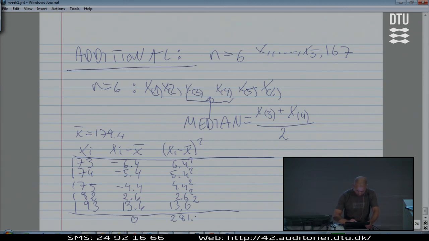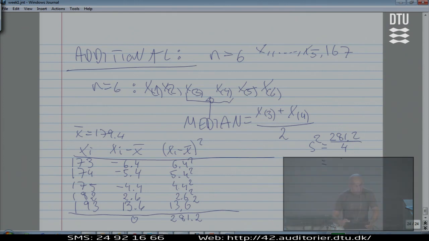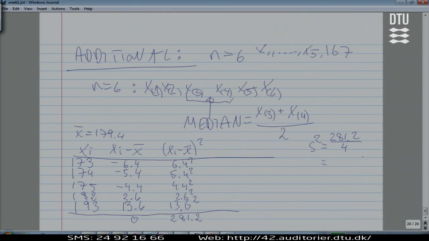0.2, which means that the variance of these data is 281.2 divided by 4, n minus 1, which is... not quite true. What's that? Okay. And the square root of this becomes 8.38.